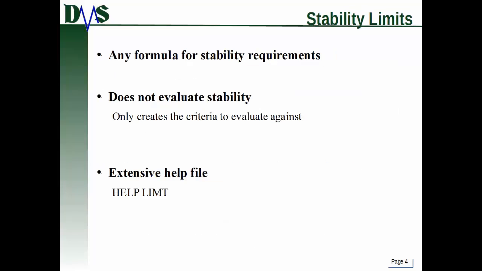So let's talk about stability limits. Well, first off, what is a limit command? Or what are stability limits? These are basically any formula for stability requirements. So it can be something as simple as saying that the GM must be greater than 0.5 meters. That's a stability limit. And there can be far more extensive stability limits as well.